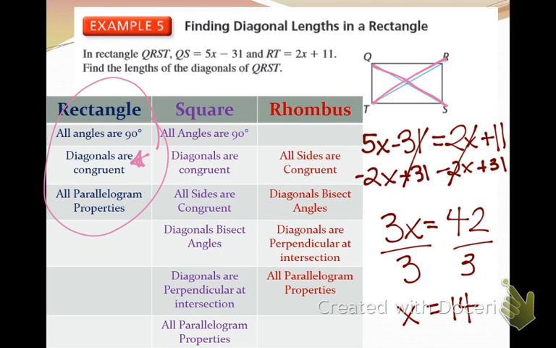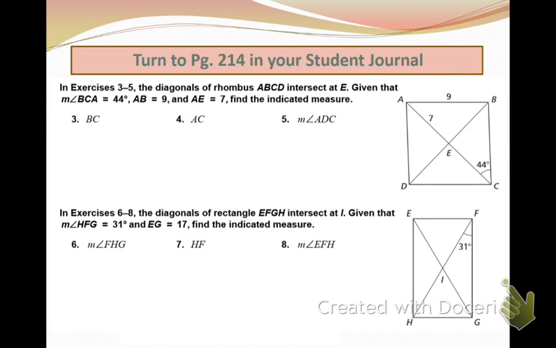Did it ask what x was? It asked for the length of the diagonal. So what do I do with x? Plug it back in. Does it matter which one I plug it into? No, because they're the same. I personally plug it into the simpler one, which would be 2x plus 11. What's 2 times 14? 28. What's 28 plus 11? 39. So you could have done the other one as well. I just didn't want to multiply 5 times 14. But you can. Questions on this? Okay. You guys are going to try in your student journal, page 214.